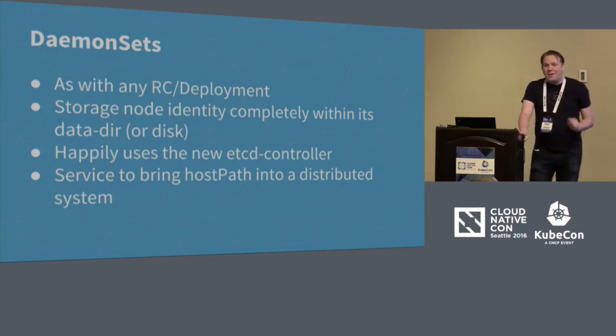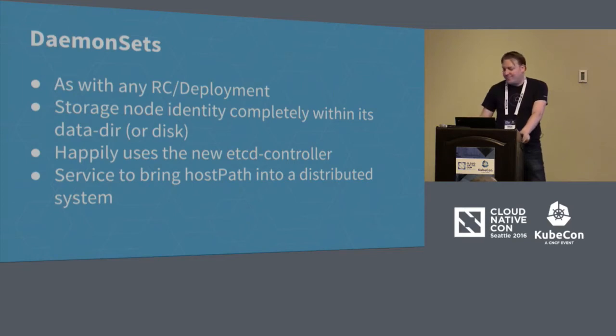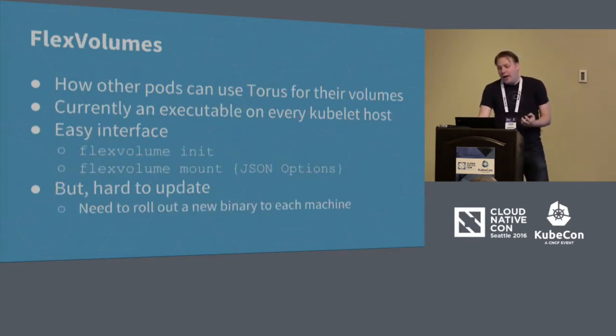This will also happily use the new etcd controller that we at CoreOS have been talking about this past week. If we can spin up and manage and have self-managed etcds, that kind of creates our metadata story. We can just deploy an etcd controller specifically for Taurus on our cluster, and then deploy all the Taurus nodes that connect to this etcd, and then we connect. In some sense, it's a service designed to bring a host path or some other local item per node into the distributed world. So that's its job.